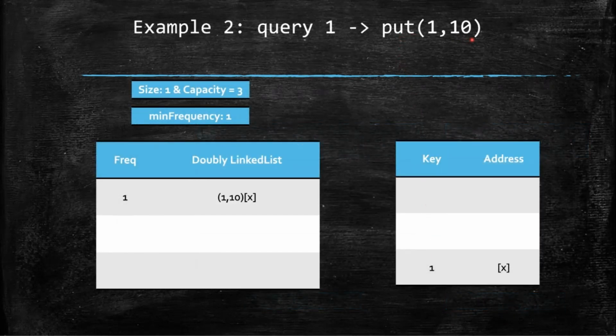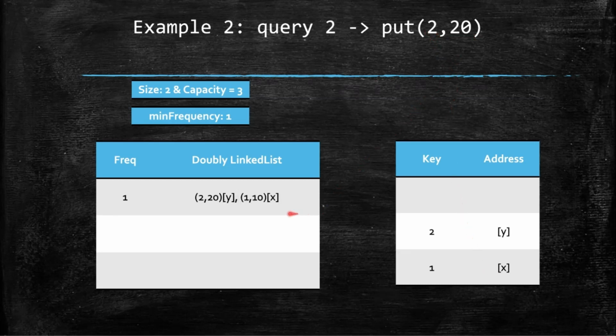So query number 1 is put 1 comma 10. It's a simple query. My size will increase by 1 and the minimum frequency will be 1 here, right? And my doubly linked list will have a node which is 1 comma 10 with an address of x, and its frequency is 1 itself. It is also a matter of fact that the frequency of the node should coincide with the frequency of the doubly linked list where it is present, right? So this is present at address x, so I will also update this key address map, which maps 1 to the node address x.